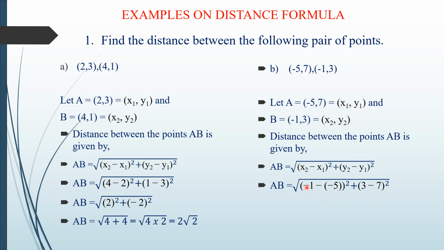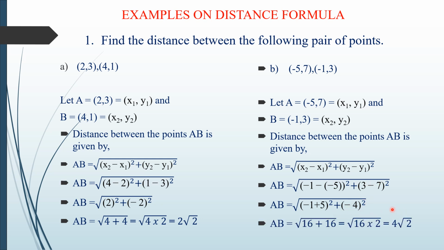Remember x2 I'll take it as minus 1 and this minus I am keeping it as it is here, and x1 of minus 5, for x1 I am going to keep it in the bracket here, and when I open this bracket it is minus 1 minus of minus, plus 5 whole square, plus 3 minus 7 is minus 4, its square. When I do this calculation I'll be getting AB as 16 plus 16, that is 2 times of 16. When I take square root of 16, that is 4, and inside root it will be 2. Therefore distance AB for these two pairs of coordinates is nothing but 4 root 2.